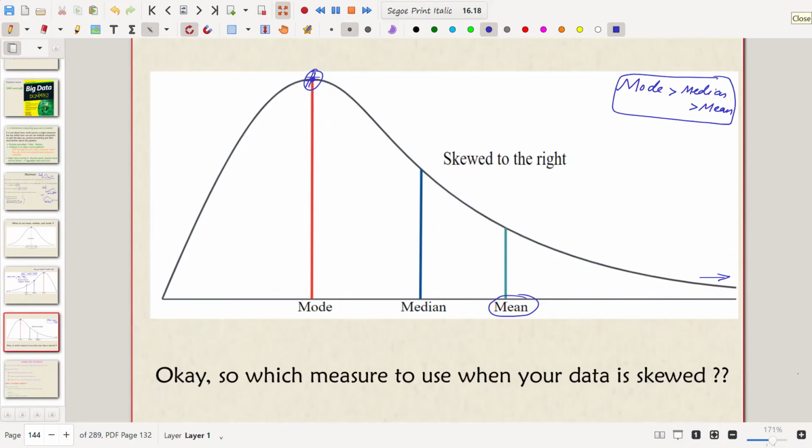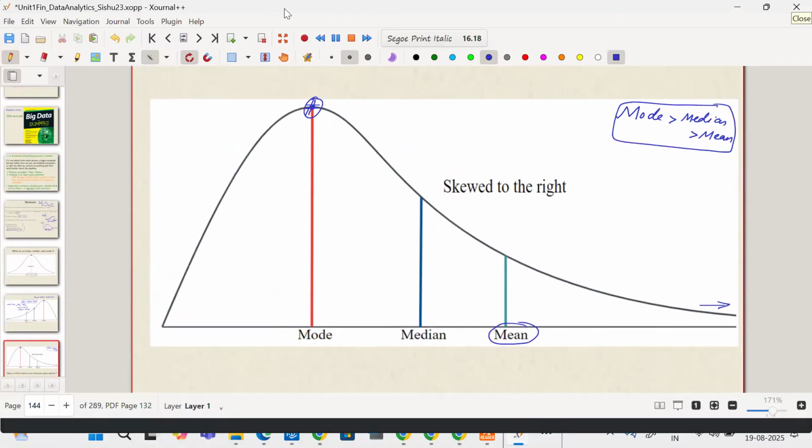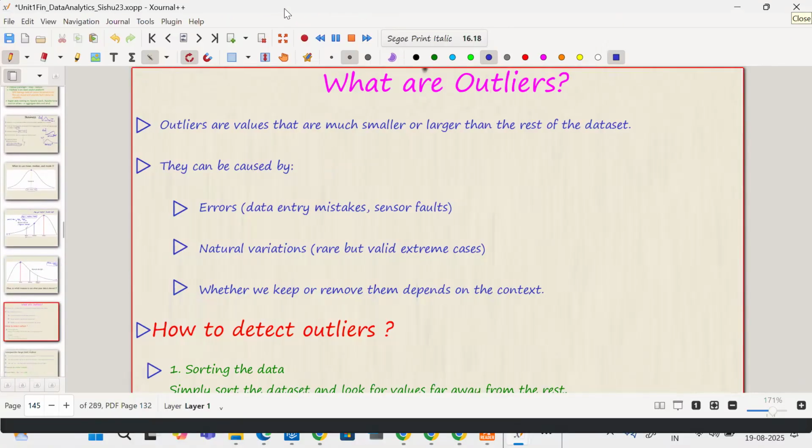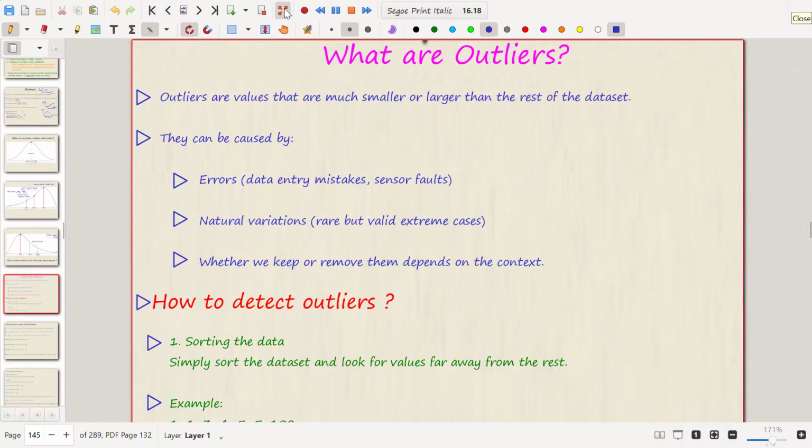I understand your confusion, which is greater. So I suggest you do some googling after the class. Anyway, this is all about the skewness. Maybe we have something more. We have something more.